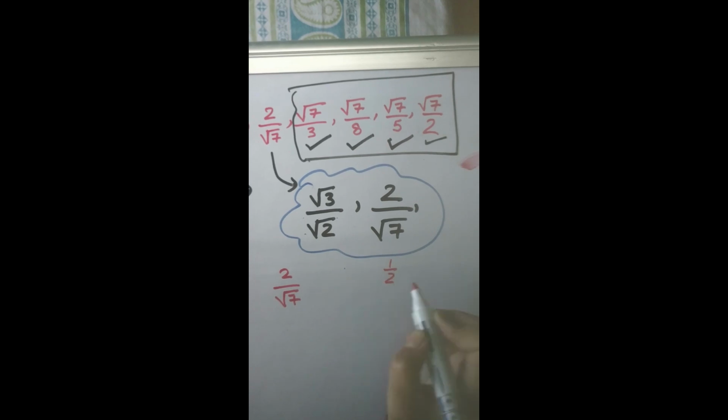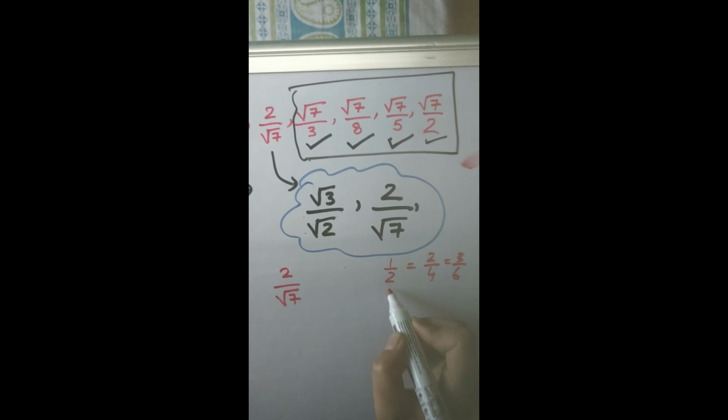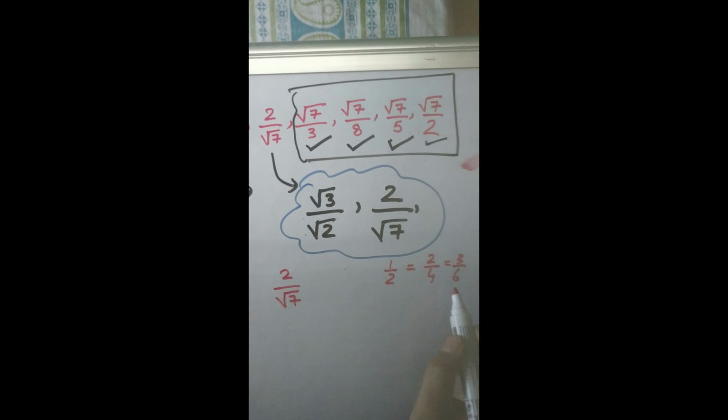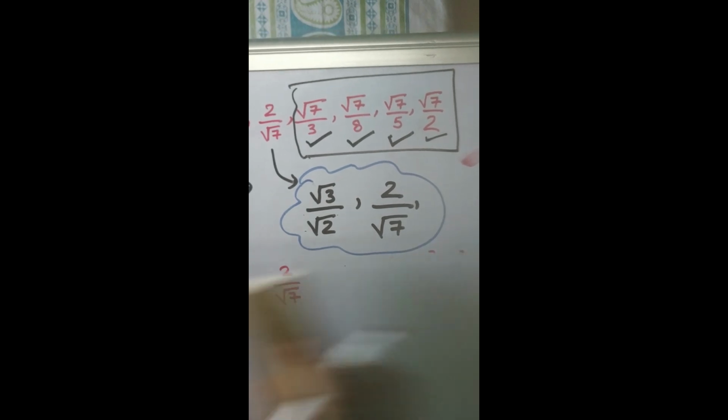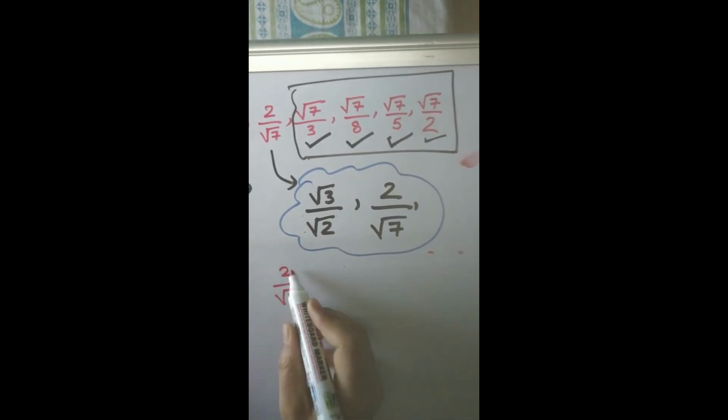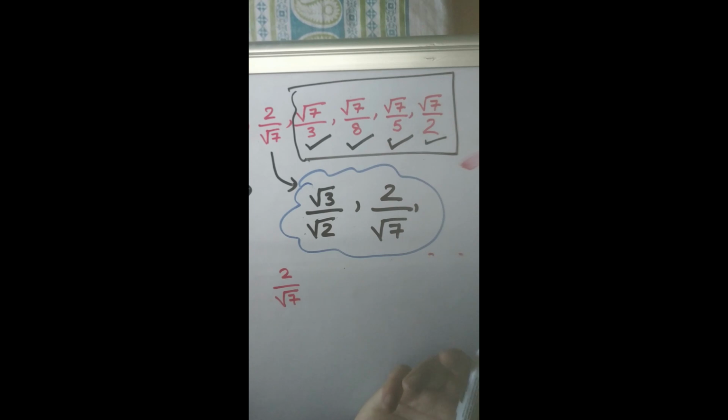Locating half on the number line is equivalent to locating 2/4. The equivalent fraction of half is 2/4 or 3/6. So locating it through doing 2 pieces and marking 1, 4 pieces marking 2. So locating this means locating this. If you agree, locating this on the number line means locating its equivalent fraction.